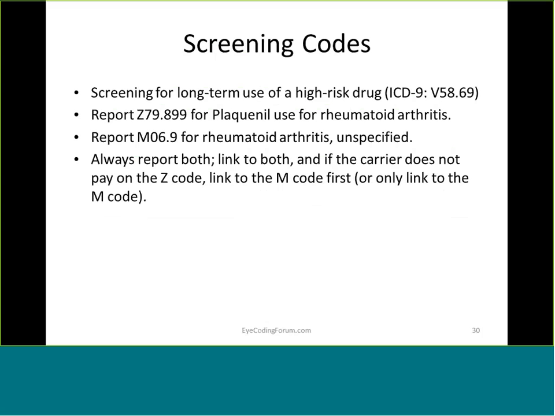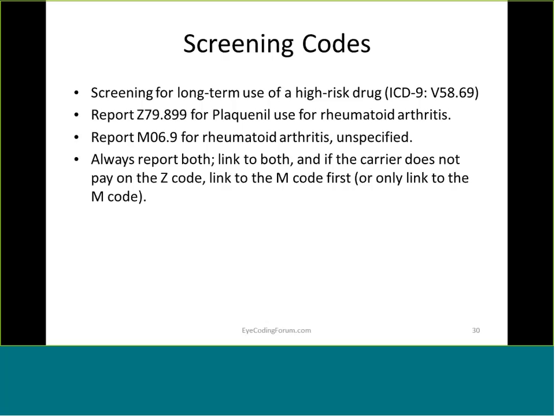Now, screening codes are also very important, and this is when a patient reports they don't have a medical diagnosis today, but they're being screened, for example, for long-term use of a high-risk drug. The code in ICD-9 is V58.69, and in ICD-10 it will now become Z79.899, and that's what you would use for Plaquenil use for rheumatoid arthritis.